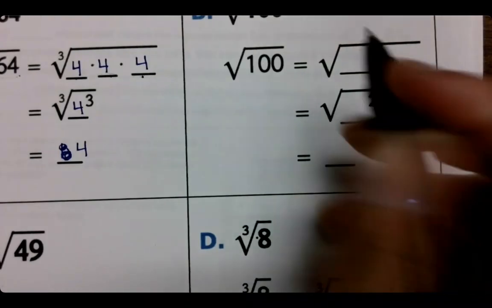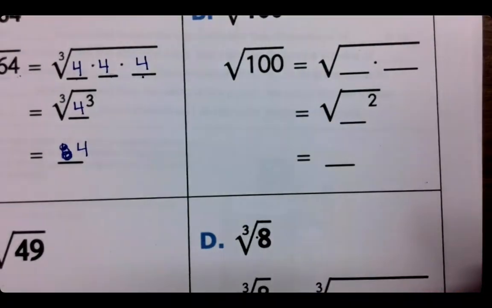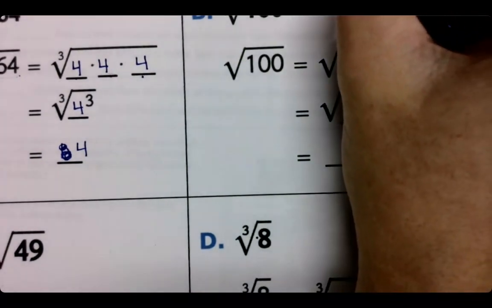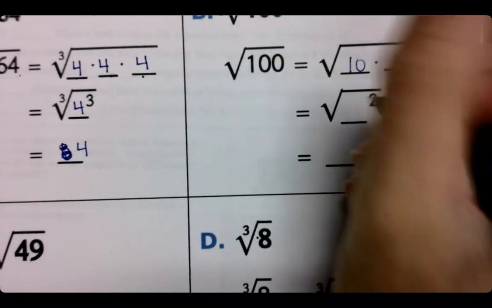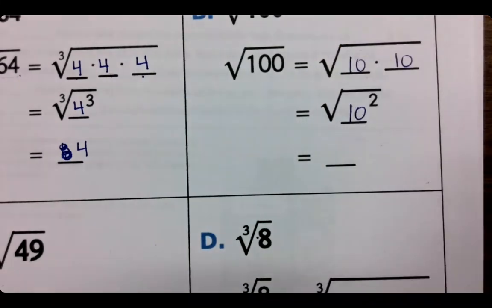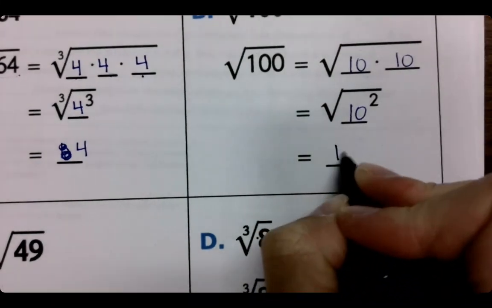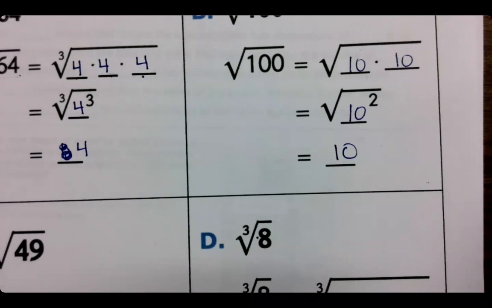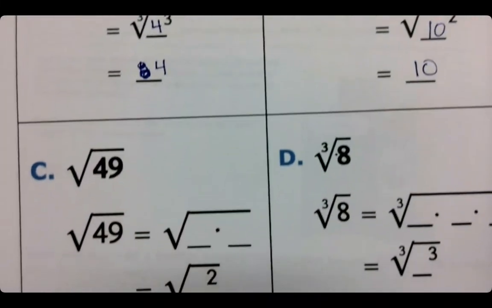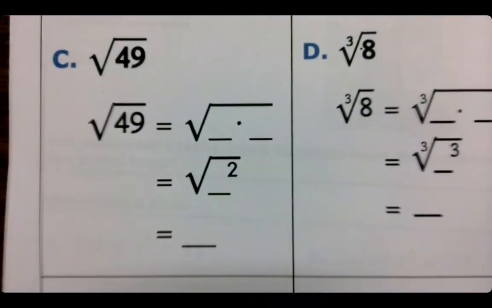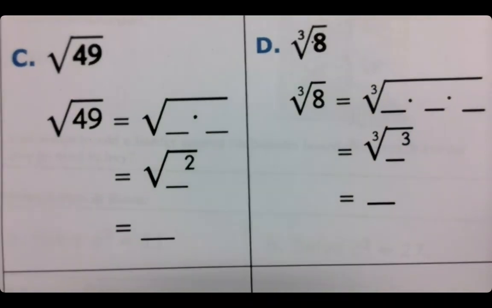Okay? So same thing here. What times itself gives you 100? 10. So we have 10 times 10. That means it's 10 squared. And the square root of 10 squared is 10. All right? I want you to try to fill in C and D.